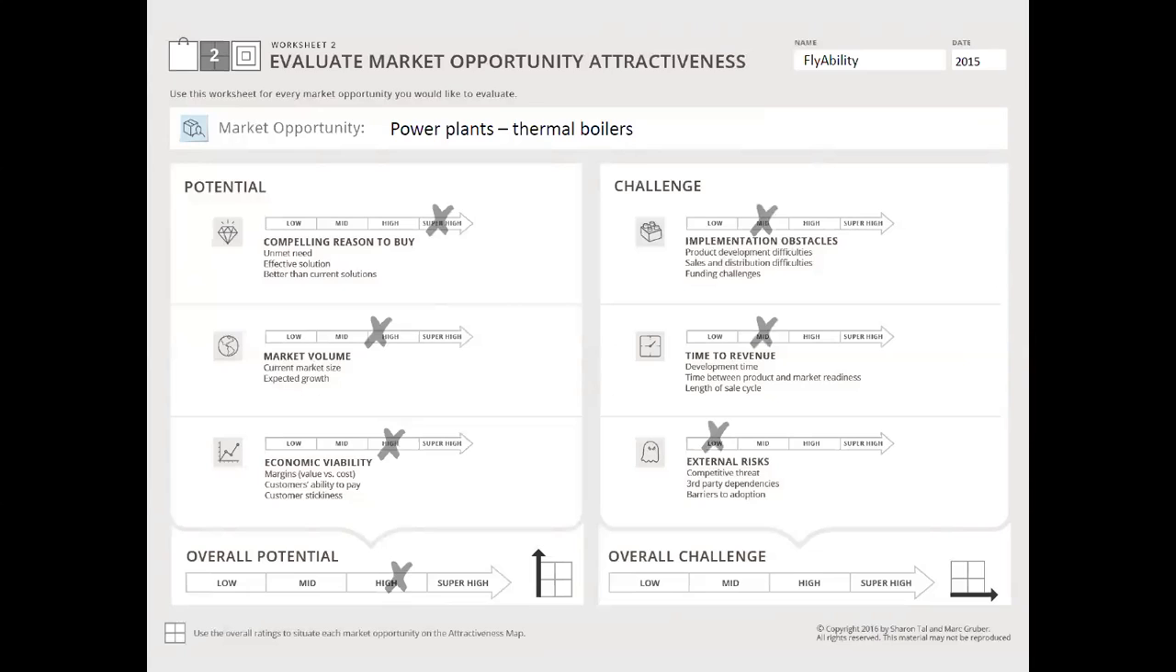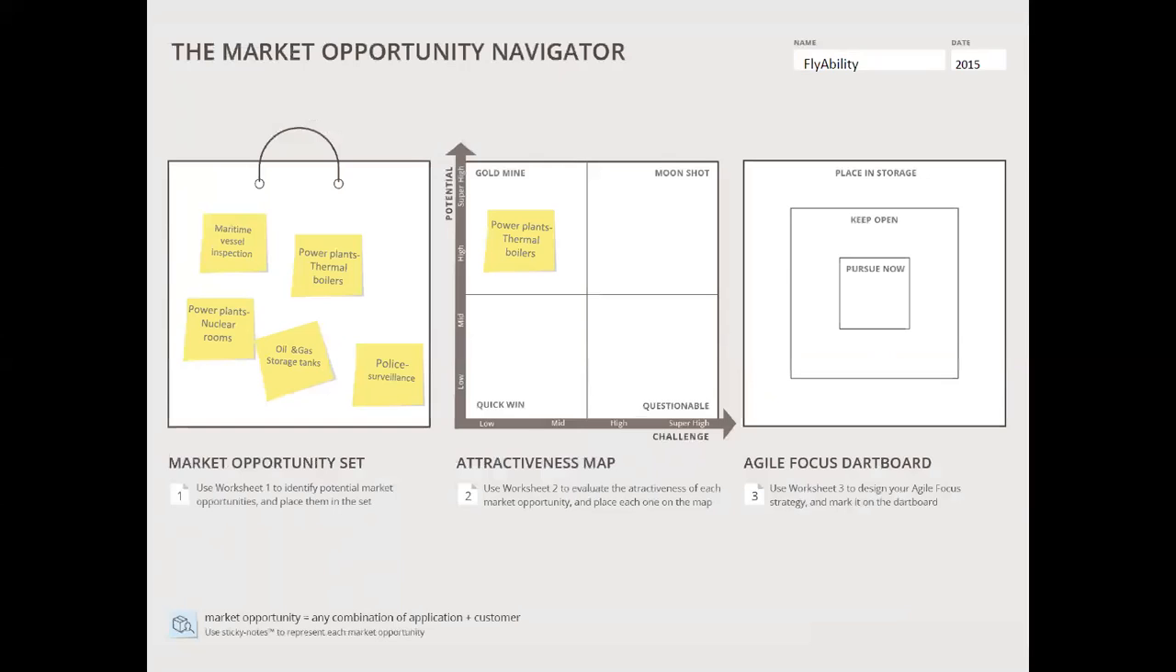They felt that they have a clear competitive advantage over other solutions, and they were not dependent on others in their success. So overall, the challenge of bringing value from this idea was rated somewhere between low to mid. If we look at this combination, high potential and low to mid challenge, we can now take the sticky note and place it on the attractiveness map. And we can see that it is a gold mine opportunity.